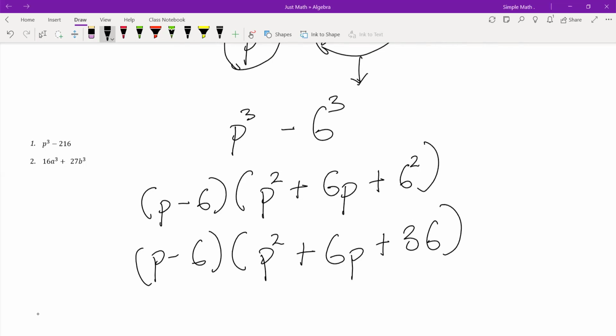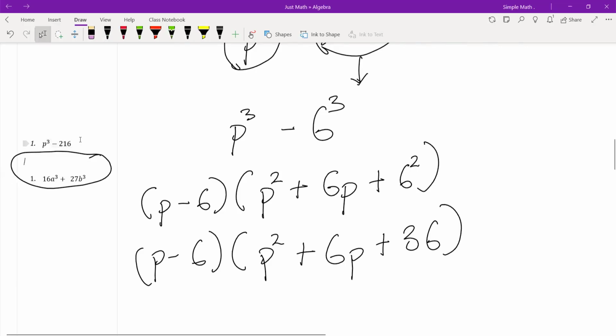So you guys can try this one. Let me know. You can put your answers in the comments. I believe you're going to get it, but it'd be nice to know who does it first. So 16a cubed plus 27b cubed. I'm sure you can do that.